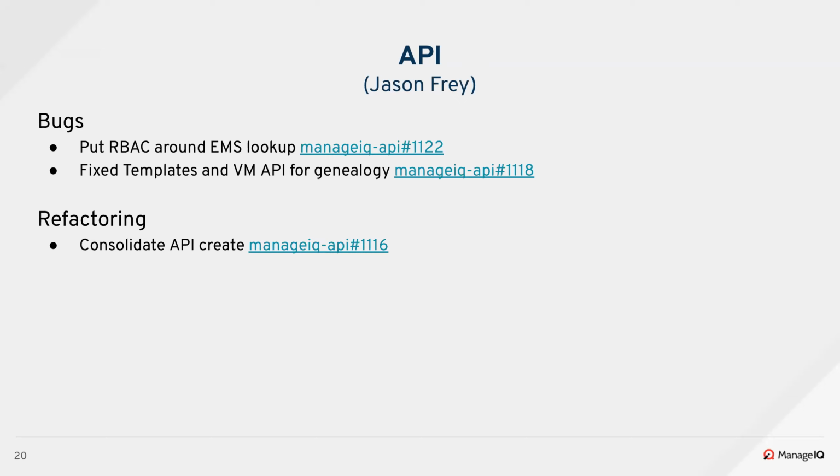And Gilbert fixed an issue with templates and VMs. The templates API didn't have anything about genealogy in it, whereas the VMs API did. But you can do the same genealogy operations on both. So he fixed it so they shared the code, and now you can do genealogy operations on both. And finally, Keenan did a huge refactoring to consolidate the create methods across the entire API, simplifying the code a lot.